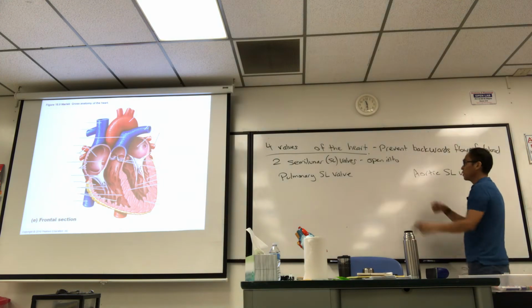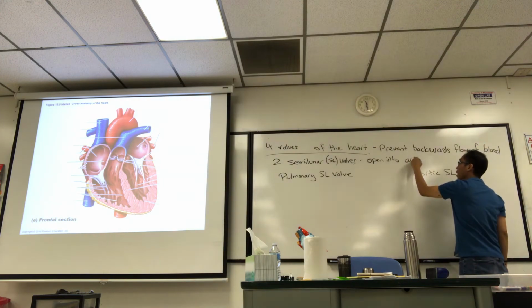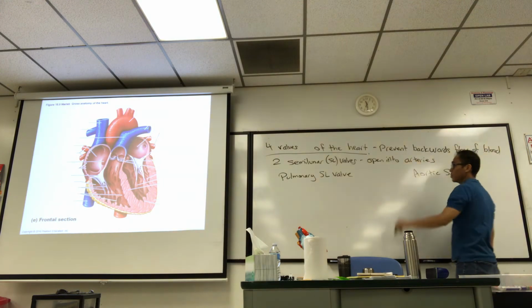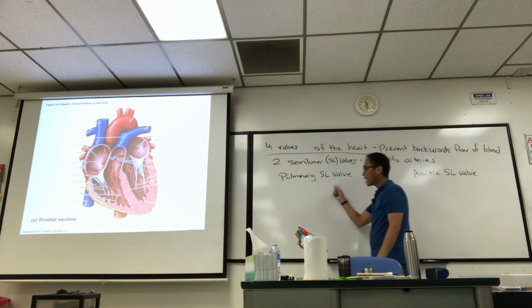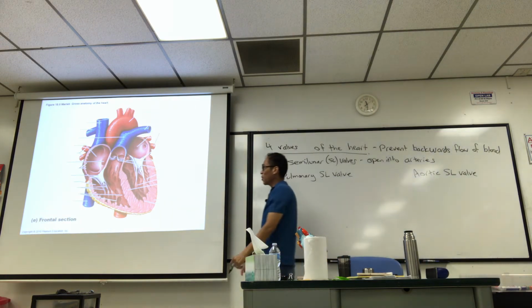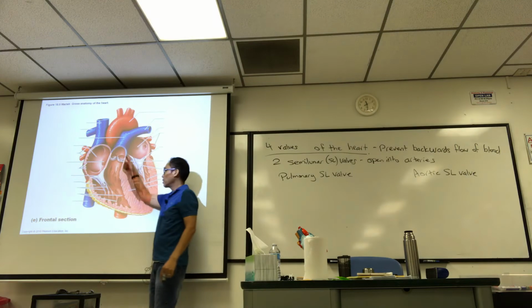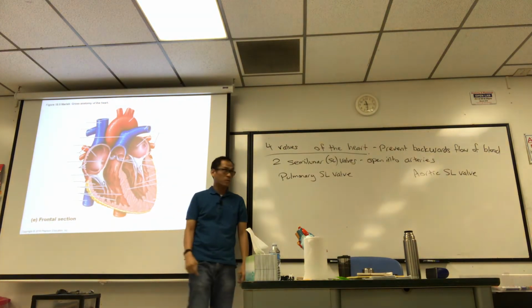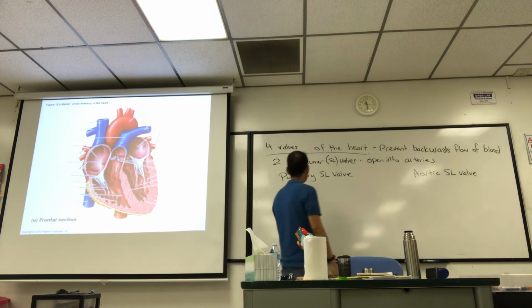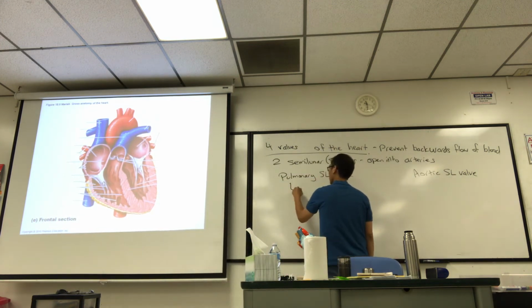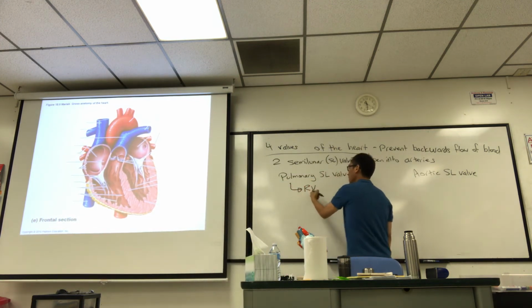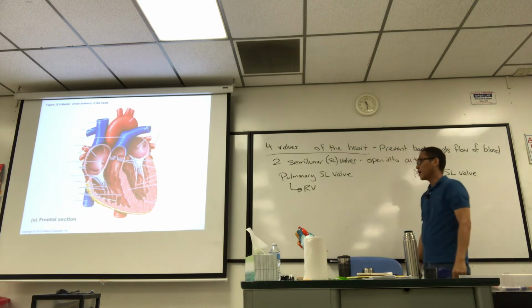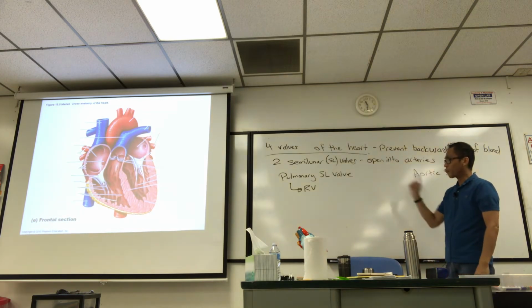These valves open into the arteries. So you should know that the pulmonary SL valve, when it's closed, is a partition between the pulmonary trunk and the right ventricle. So the RV fills with blood and pumps it through that valve into the pulmonary trunk.